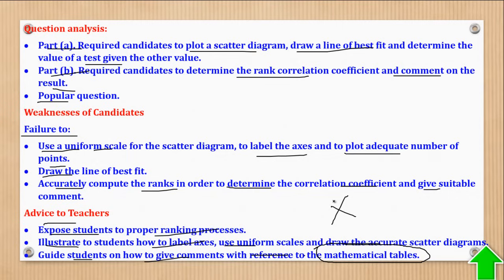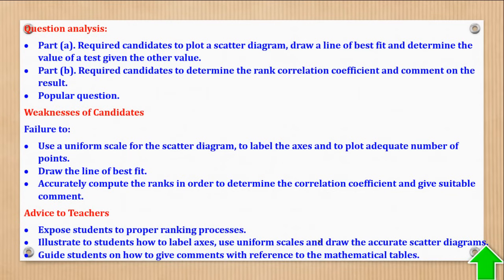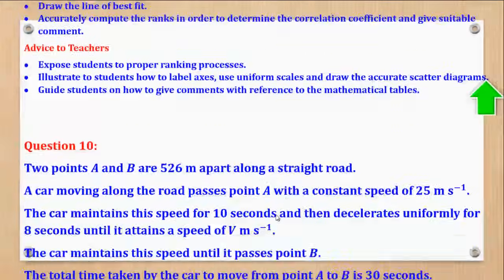Those comments, I repeat, the comments that have very high correlation coefficient, very high positive correlation, very low positive correlation, or negative, those comments are no longer for principal math. They are for subsidiary math. Yours, it must be mathematical tables. Comments for principal mathematics must be from mathematical tables. Okay, hope that is done.